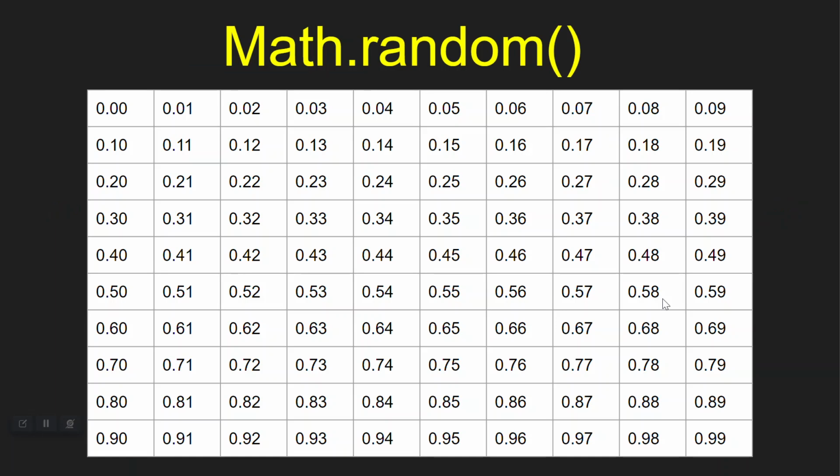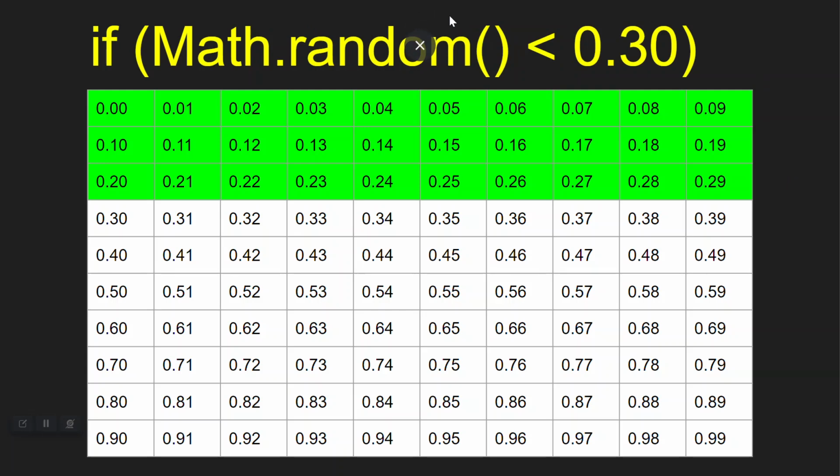Math.random can get used to kind of control the probability of something. For instance, what we're looking at here is a table of all of the 100 possibilities that we could get when we called Math.random.